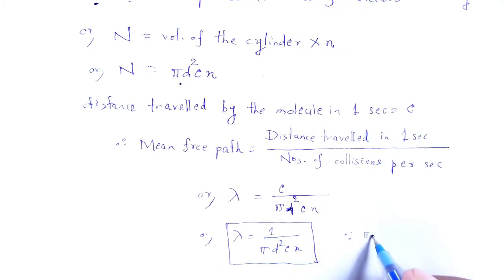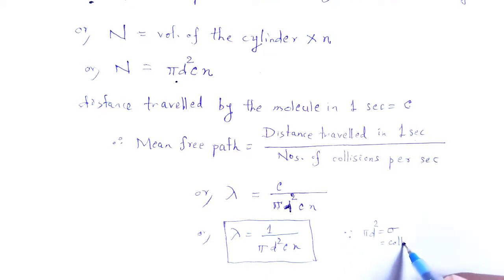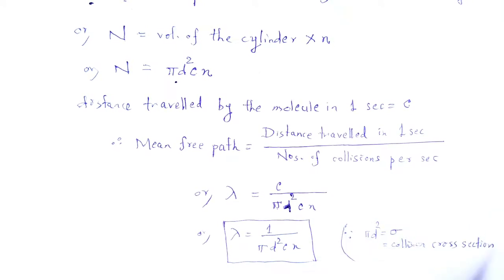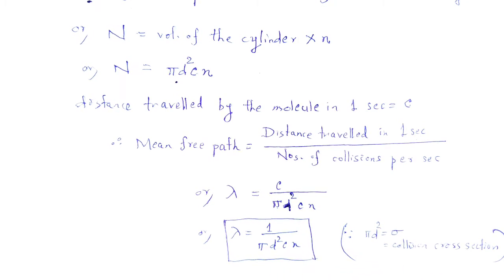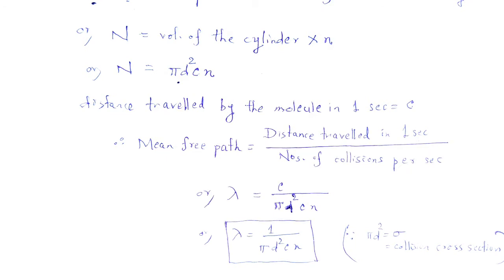Where pi d square is equal to sigma, which is known as the collision cross section. To derive that equation, all the molecules except one have been considered to be at rest. You take the assumption that the molecule considered is in motion, and the other molecules are treated as at rest. By taking this assumption, we derive the mean free path.